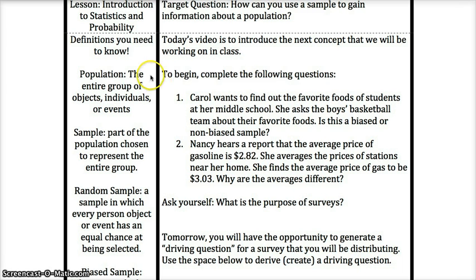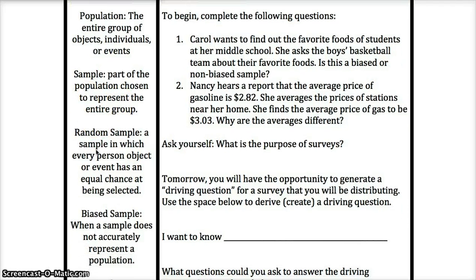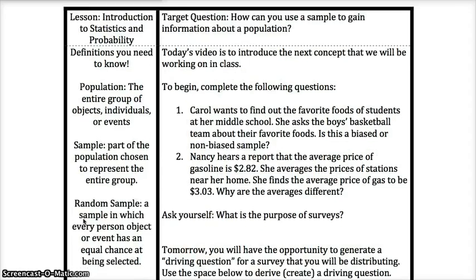So first we're going to go through these definitions, and we talked about these a little bit last semester, but we're going to go through them again. A population is an entire group of objects, individuals, or events. A sample is a part of the population chosen to represent the entire group. A random sample, we talked about a lot, is a sample in which every person, object, or event has an equal chance at being selected. And then a biased sample is when a sample does not accurately represent a population. Okay, we'll talk about the driving question in just a little bit.